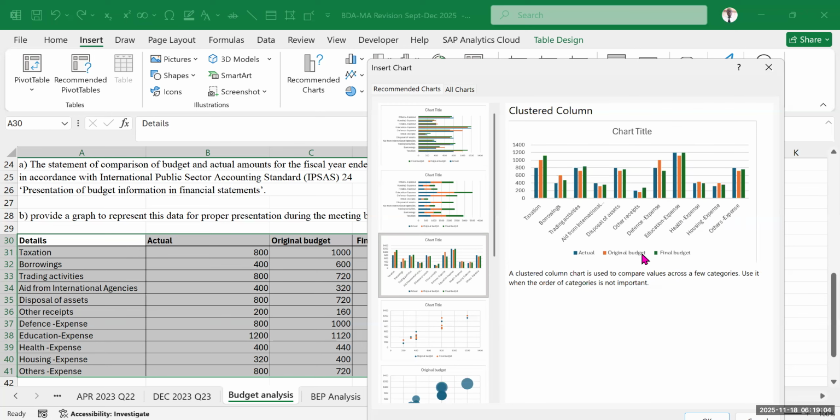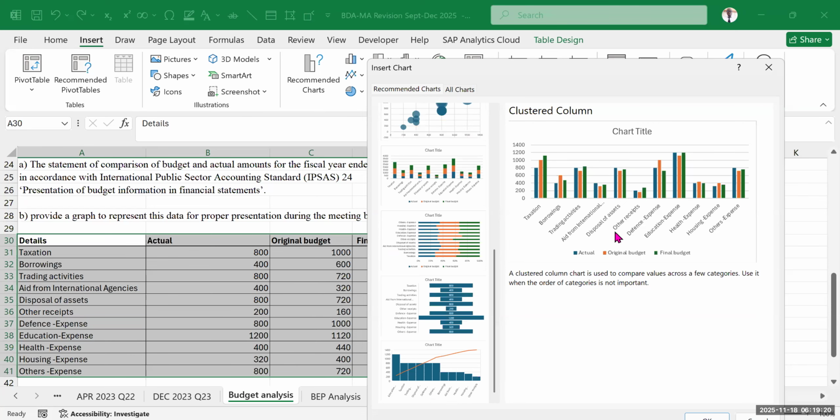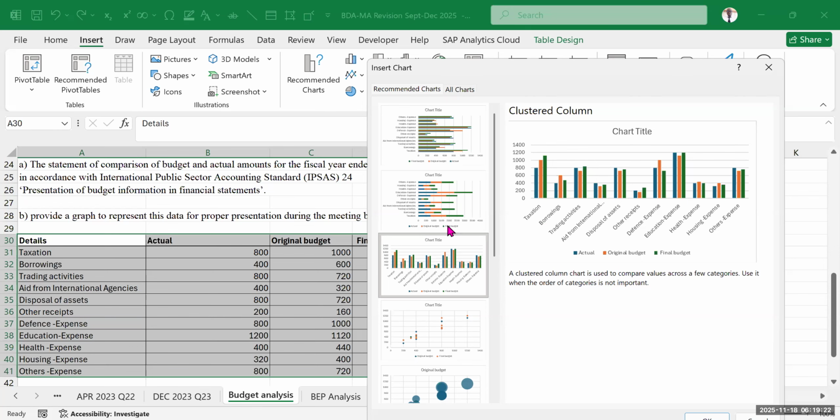Look at this other recommendation. Looks pretty simple, pretty easy to interpret. And our details are on the x-axis. We are dealing with presenting values, and this clustered column does it well. It's not cast in stone.